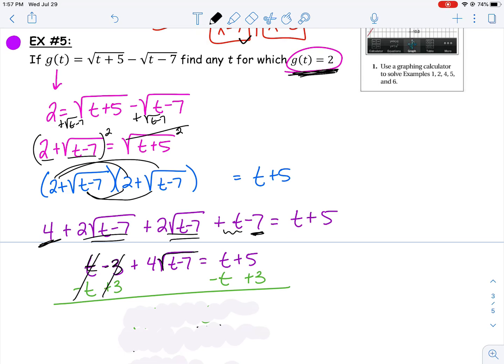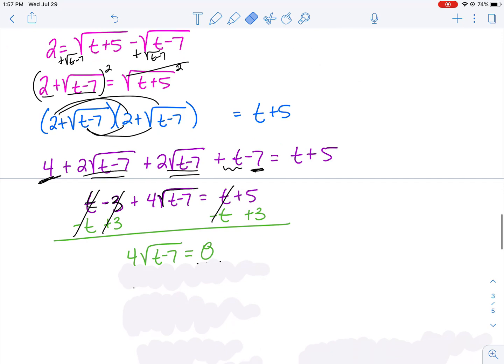That will get rid of this, and so then I should just have the 4 rad t minus 7 on that side. On the right side, it looks like the t and the negative t also cancel each other out. So it looks like I just have an 8 on that side, right? 5 plus 3. Okay, from here, my radical is by itself except for that coefficient of 4.